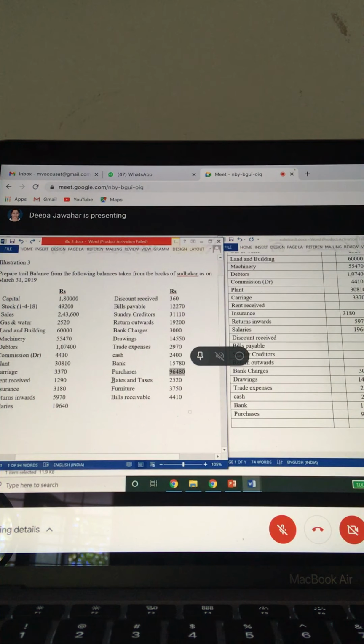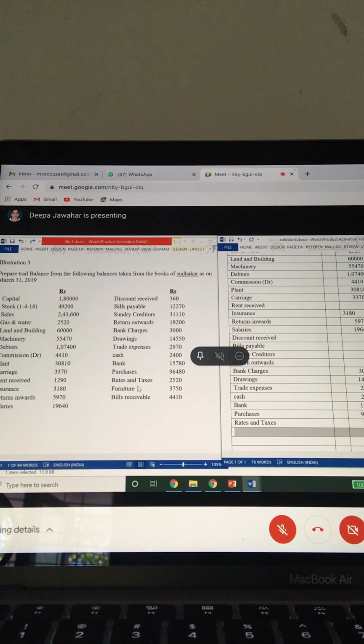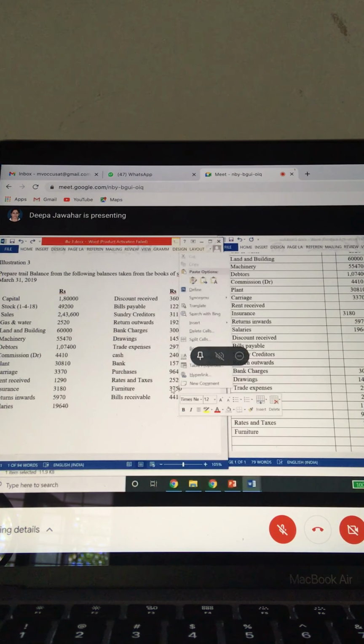Then rates and taxes. Rates and taxes, again expense. Rates and taxes is the tax rates ആണ്. Rates എന്ന് പറയുന്നത്. It's tax rates. Expense. Furniture. Furniture balance. Asset. Furniture is an asset. So, debit.